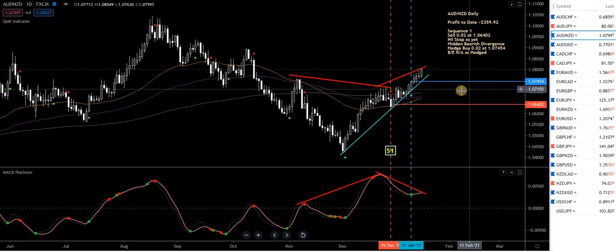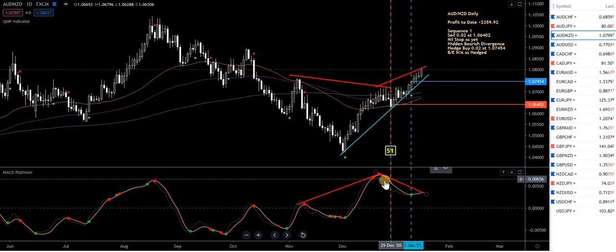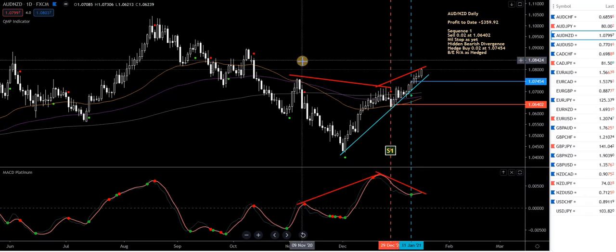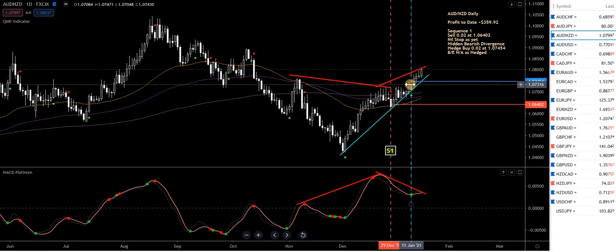Aussie New Zealand. This is one I did hedge. I took a sell trade here at S1. It was a nice sell trade. There was big hidden bearish divergence, hence no stop in place. Then I had a buy signal here, which I took a hedge buy.